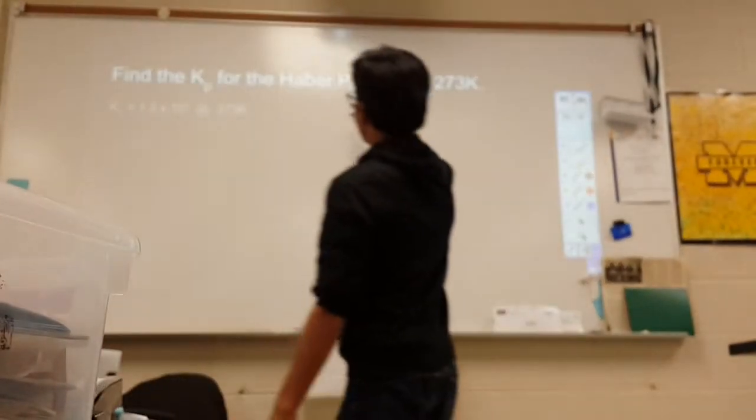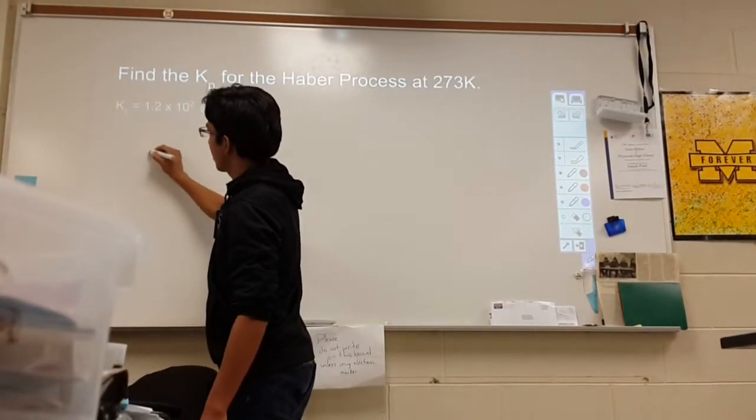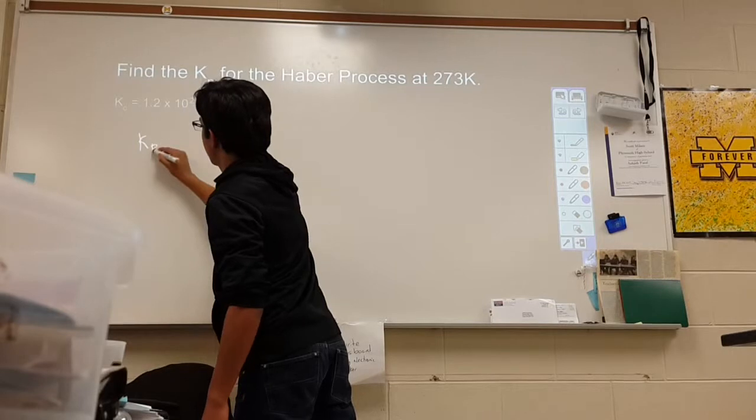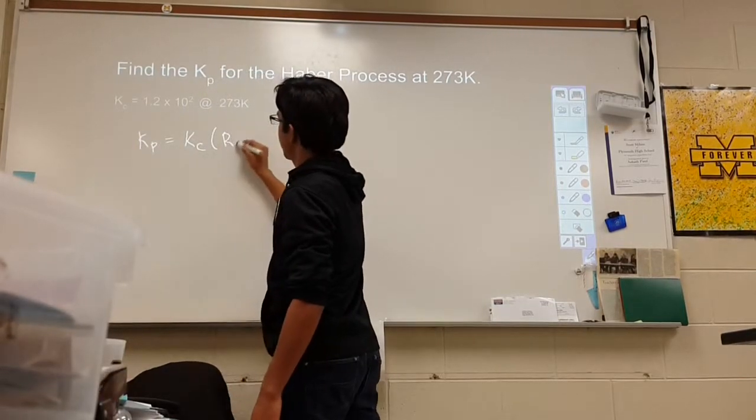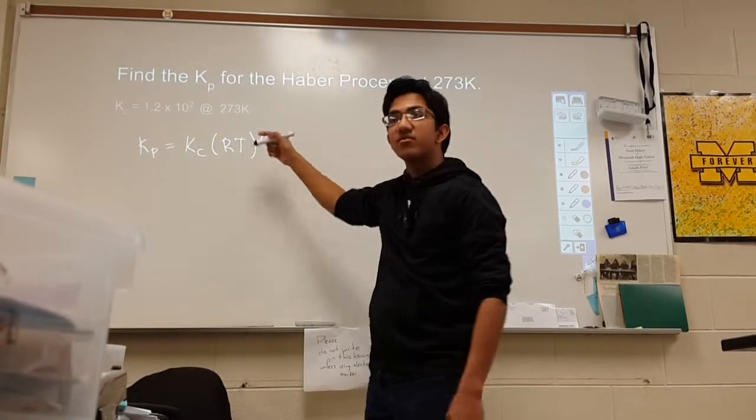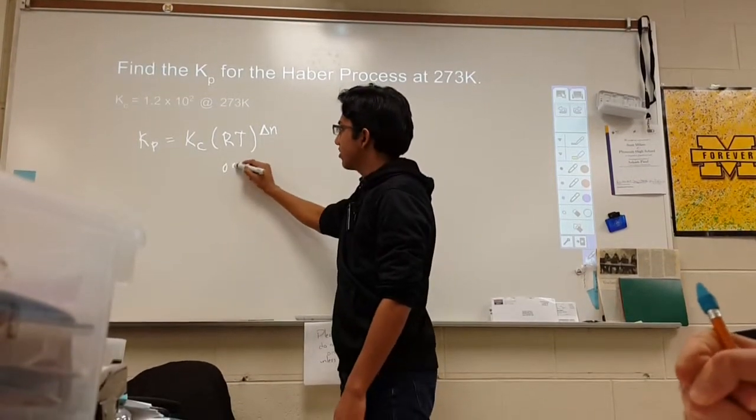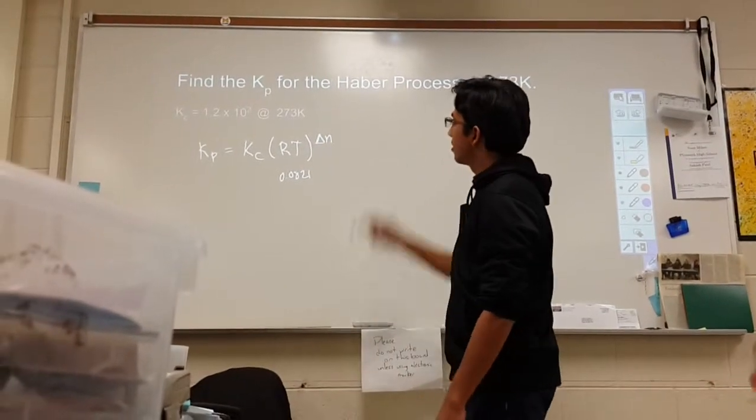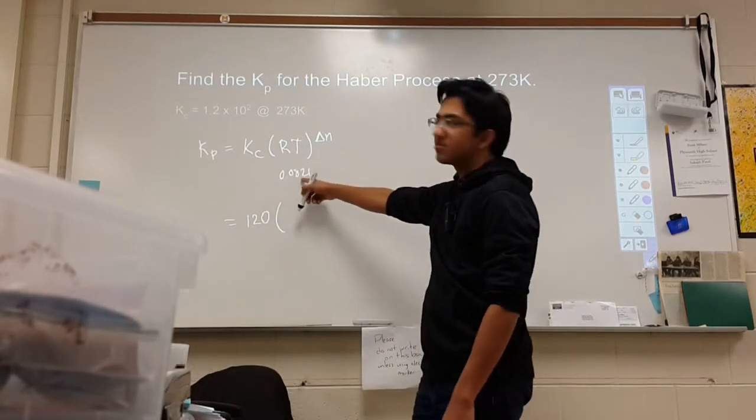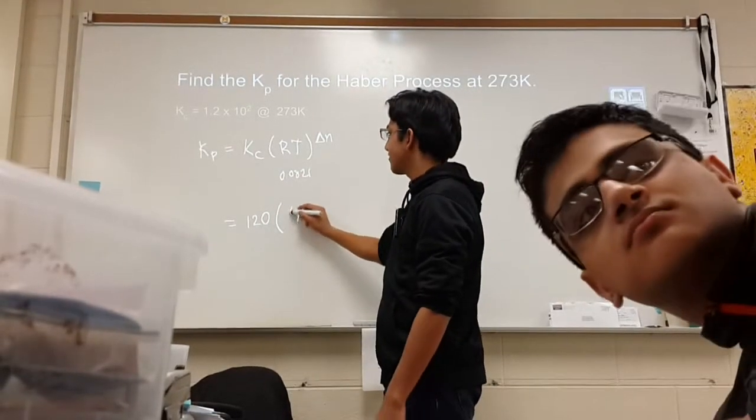Okay, for example, find Kp for the Haber process, given Kc. Our equation is Kp equals Kc times (RT) to the delta n, right? Delta n is the change in the number of gas molecules, final minus initial. R is 0.0821, and temperature is whatever temperature you're at. Kc we know is 120, R is 0.0821 times 273. Anyone got a calculator out?